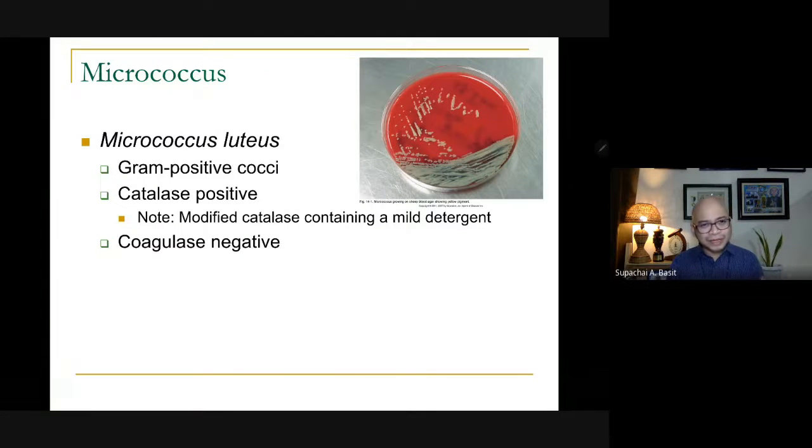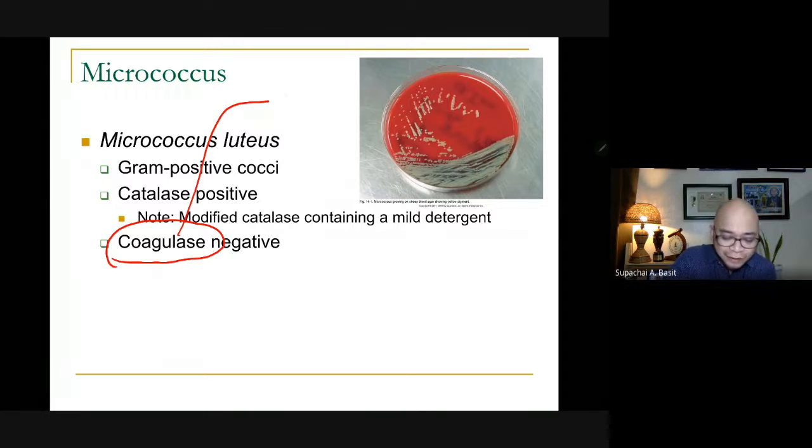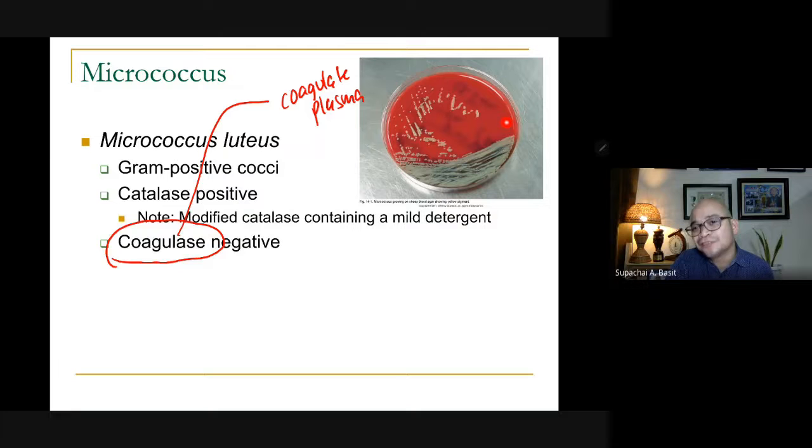This is also a coagulase negative organism. Again, coagulase we will be discussing later on. It's an enzyme that can coagulate plasma. Being coagulase positive is actually exclusive to Staphylococcus aureus. Since this is Micrococcus luteus, they are not coagulase positive.